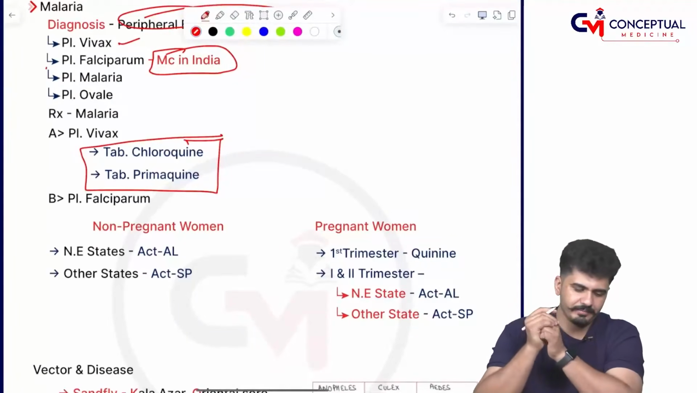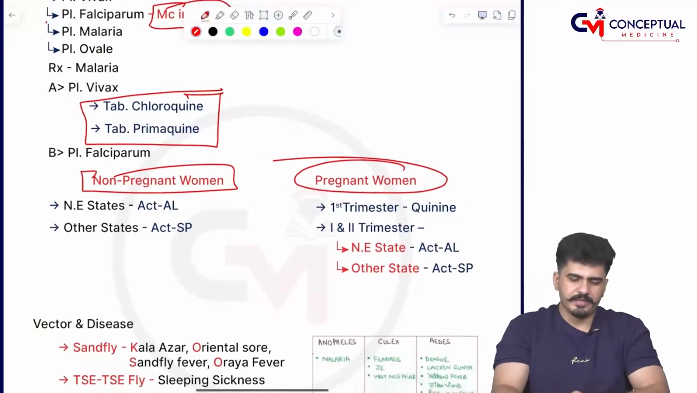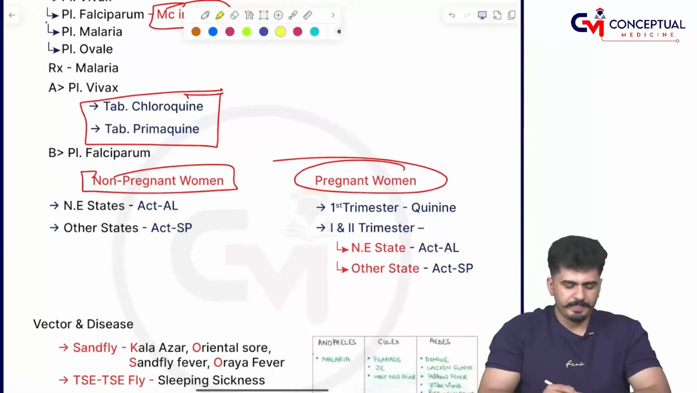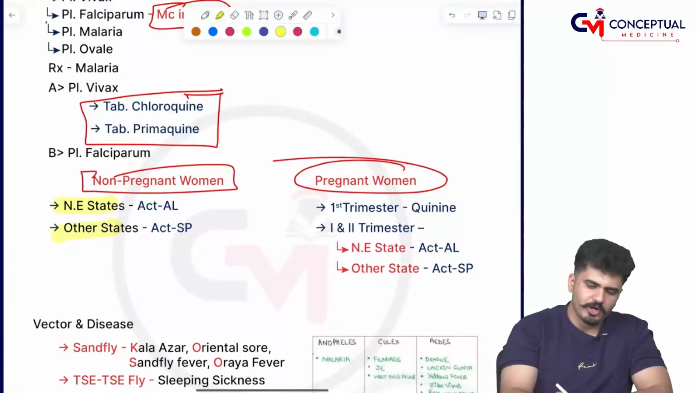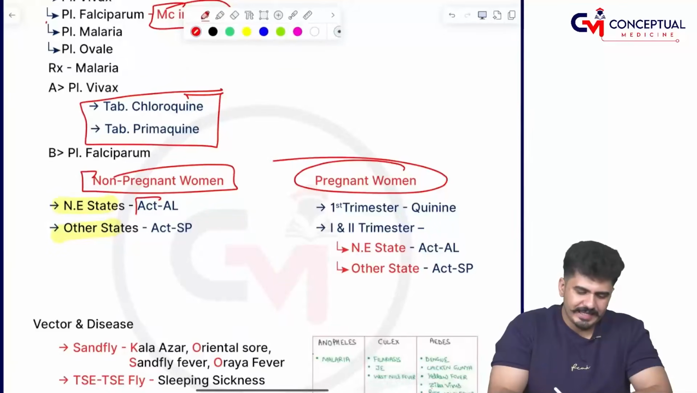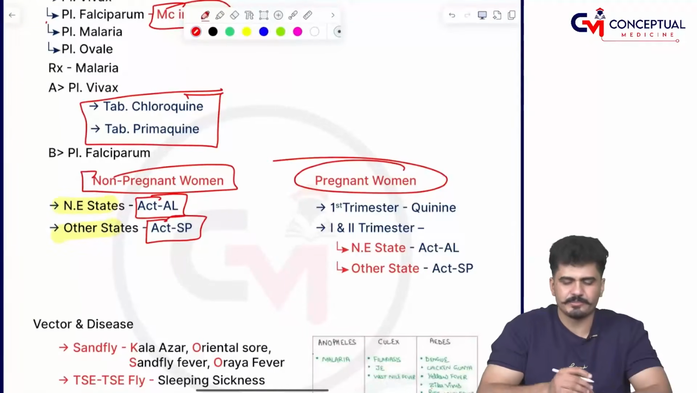For falciparum, we now check non-pregnant and pregnant females. The treatment is different for them. In the northeast and in other states, the treatment is different. In the northeast states, the treatment is ACT-AL, where lumefantrine is added. In other states, it is ACT-SP.